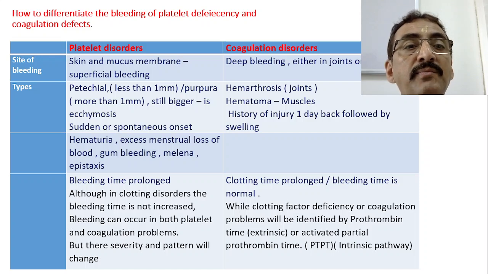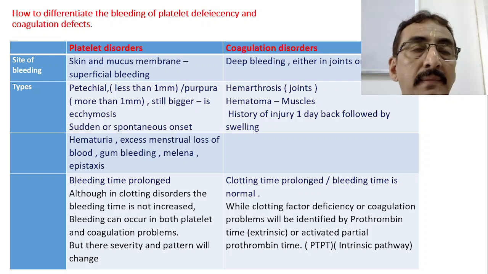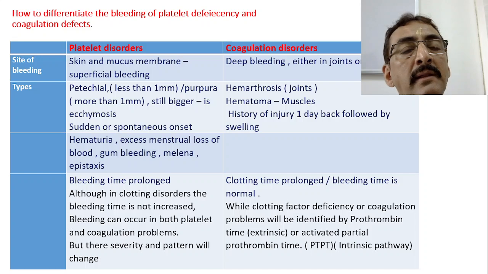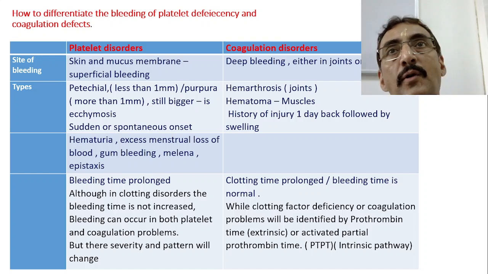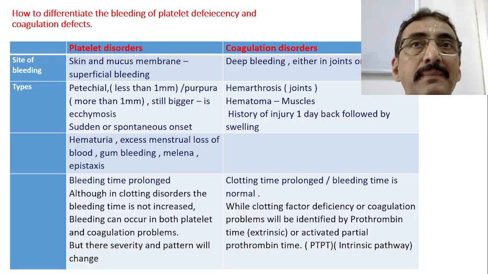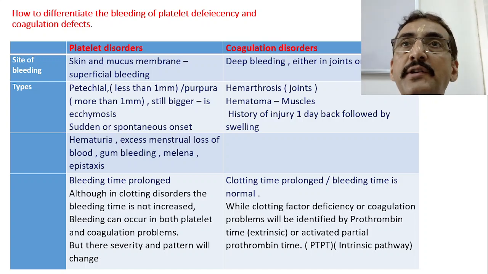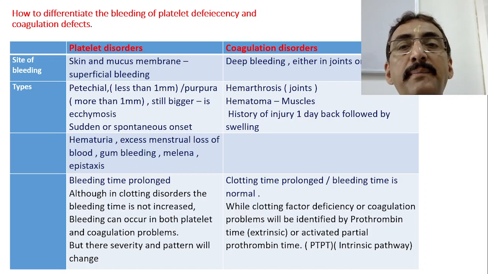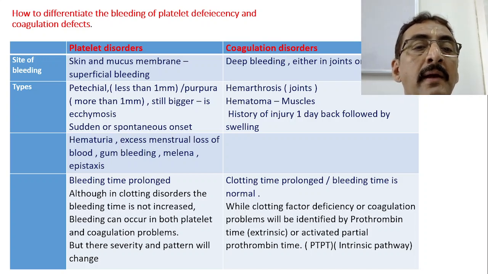Apart from skin and mucous membrane superficial bleeding, it may also be hematuria. There may be excess menstrual flow, gum bleeding, and nasal bleeding in the form of epistaxis. Whereas in coagulation disorder, clotting factor problem, it is not like that. There will be either hemarthrosis, hematoma, or collection of blood in any of the loose areas or tissues of the body, leading to a swelling, a painful swelling. Sometimes it is painful, sometimes it is painless.